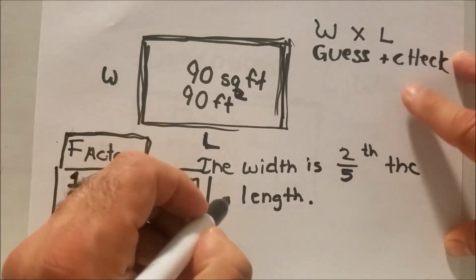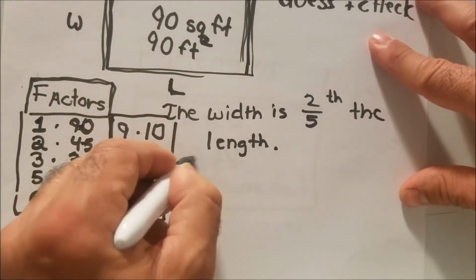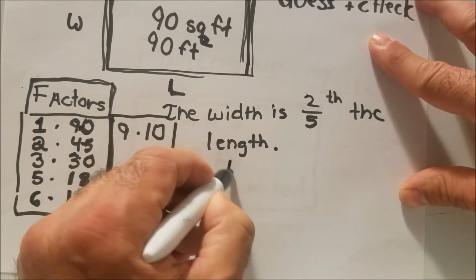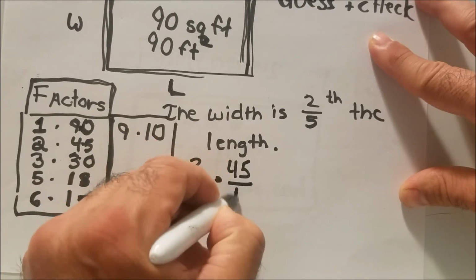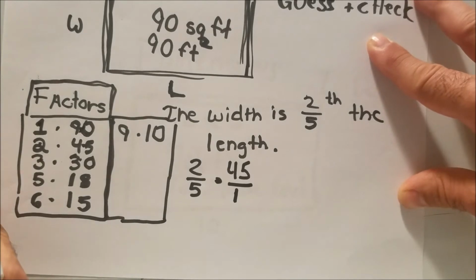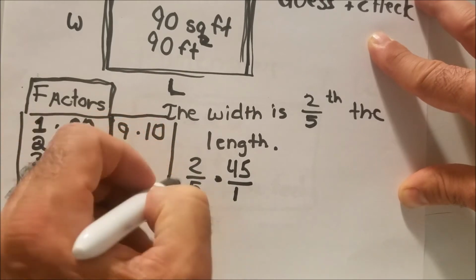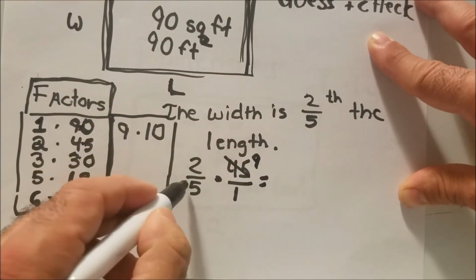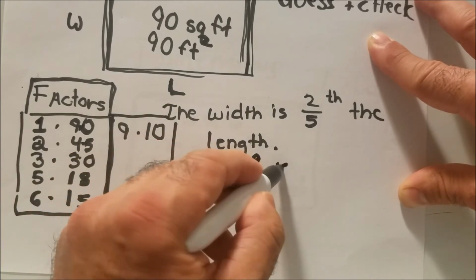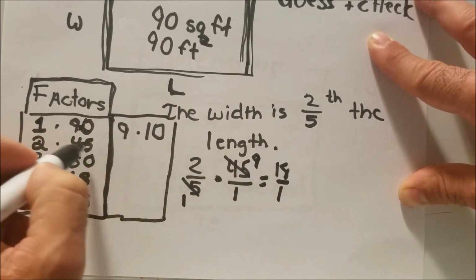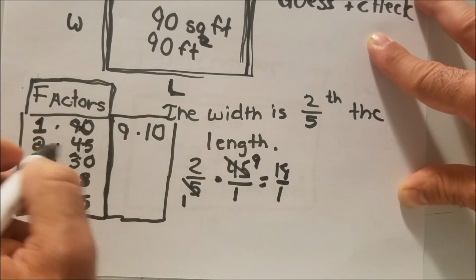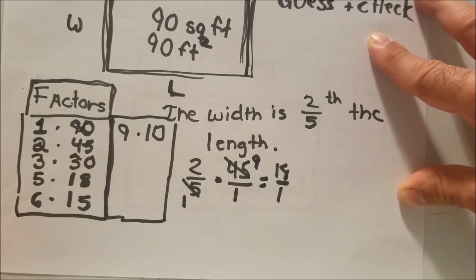And let me just show you why. Let's bring this up. 2/5 of, remember, of is times. 2/5 of 45. That's how we do it. We did this before with multiplication. So if you multiply, 2 goes in the 45 9 times, 5 goes in the 5 once, you get 18 over 1. 2/5 of 45 is not 2. It's 18. It's too much.